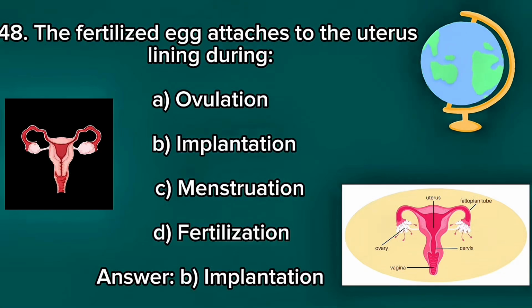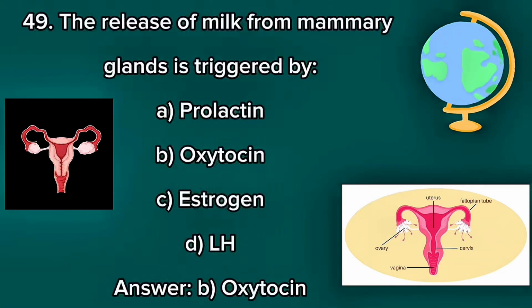The fertilized egg attaches to the uterus lining during A. Ovulation, B. Implantation, C. Menstruation, D. Fertilization. Answer, B. Implantation. 49. The release of milk from mammary glands is triggered by A. Prolactin, B. Oxytocin, C. Estrogen, D. LH. Answer, B. Oxytocin. 50.